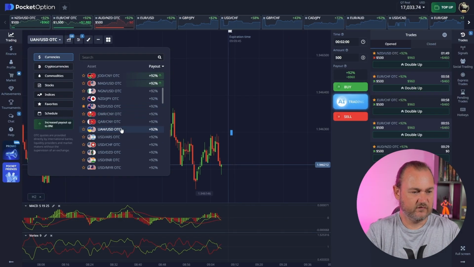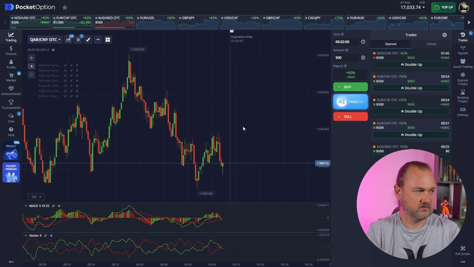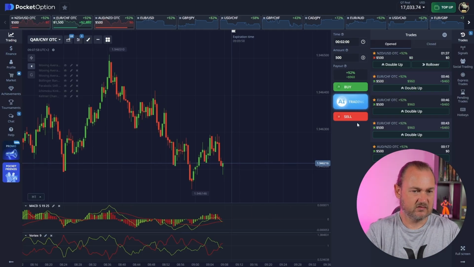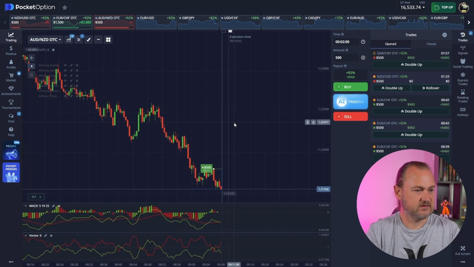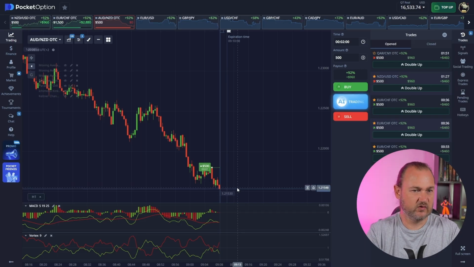Continue our search for entries. This looks good. Bearish crossover there. And 20 seconds left on AUD NZD. Looks like this is not going to play along with us. We're going to go for a sell there. Let's go back to this. Okay, so this was horribly off. We got into a buy there and price just kept on falling.